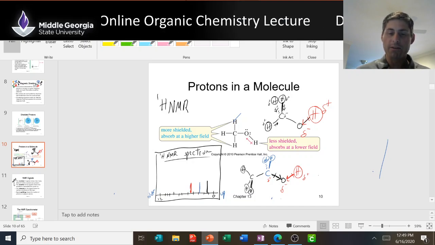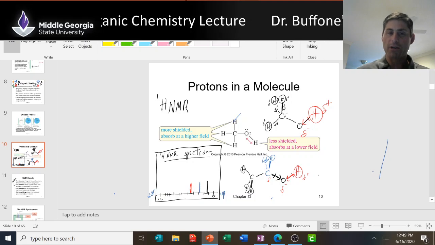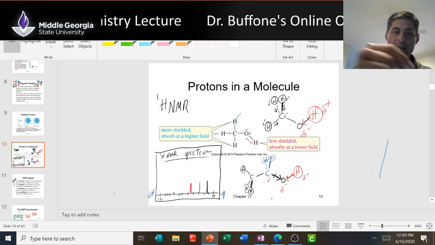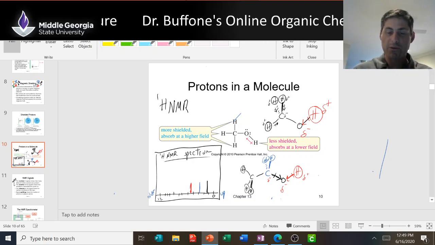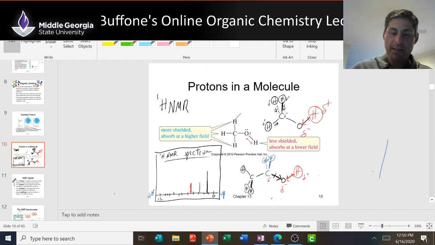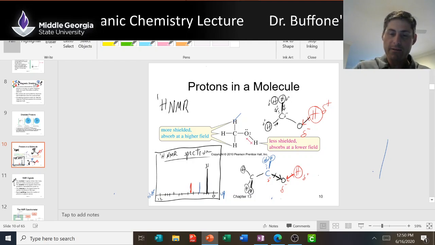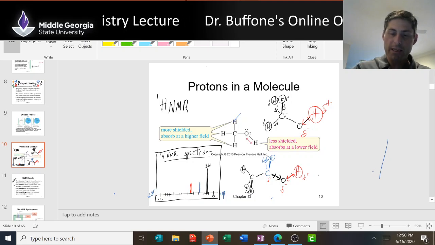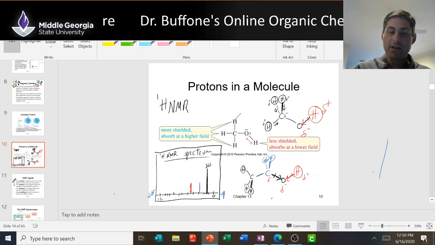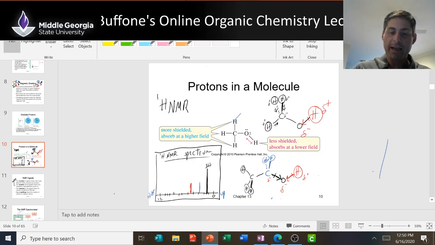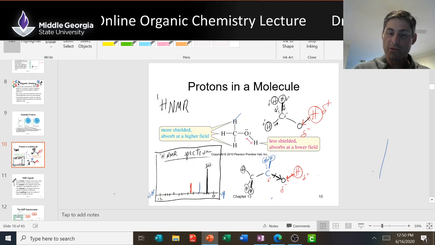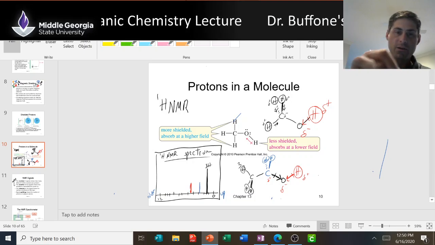3 different protons, different shielding, 3 different locations. Now, in addition to number of signals and location, I'm also going to get intensity. The more protons you have, I have 3 here, right? I'm going to get a signal that has an area that is 3 times the area under this signal, because this is 3 to 1.